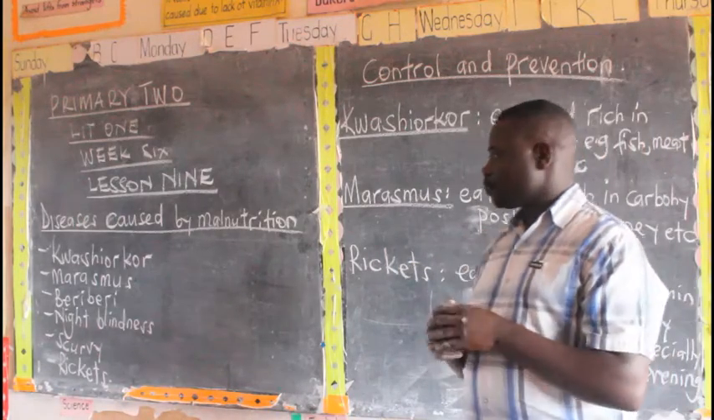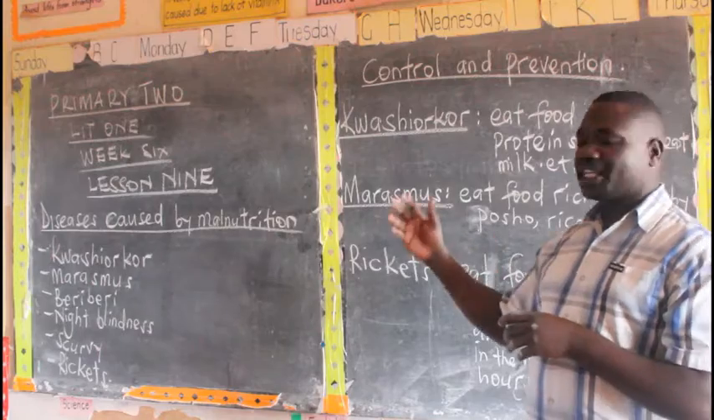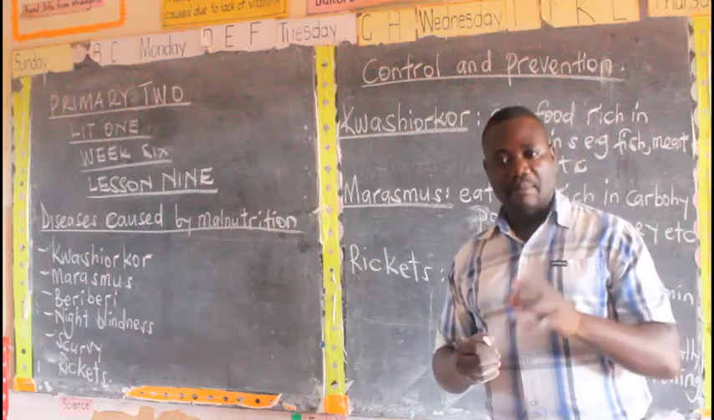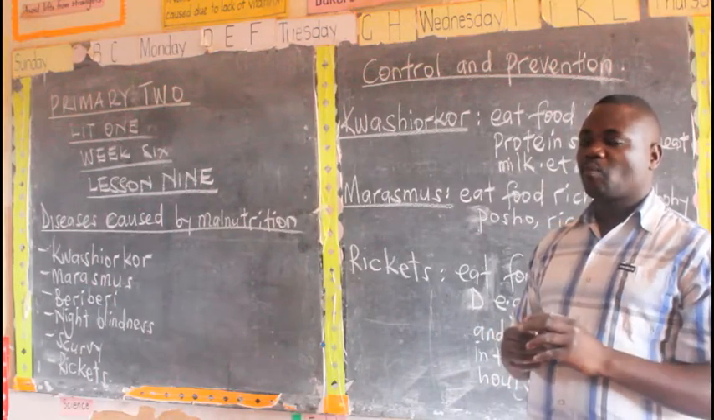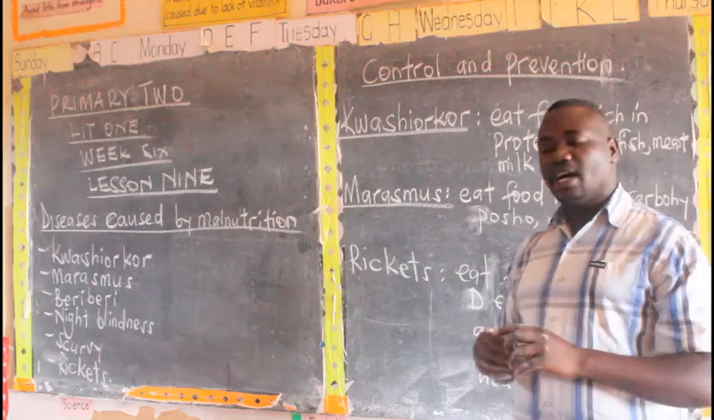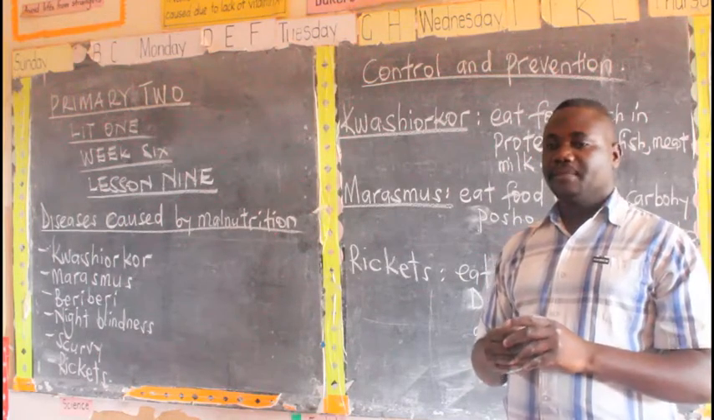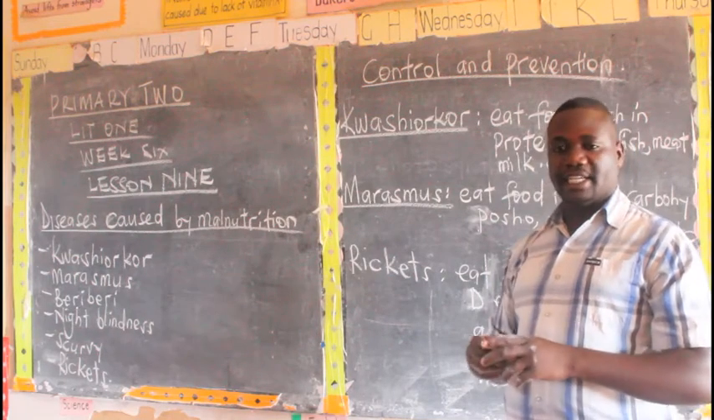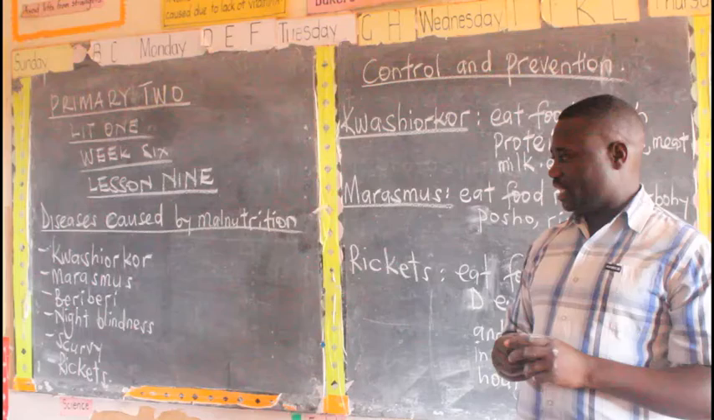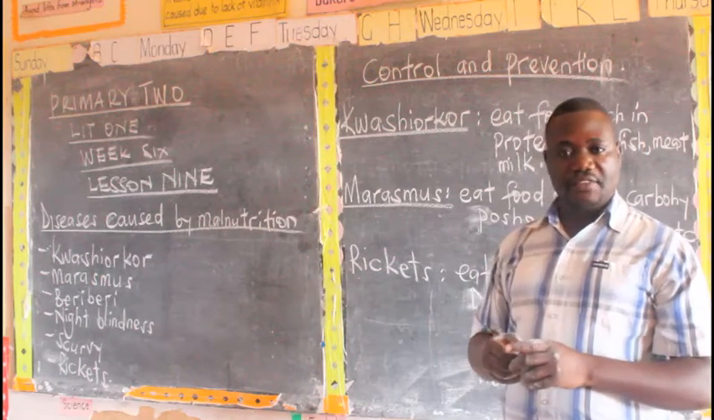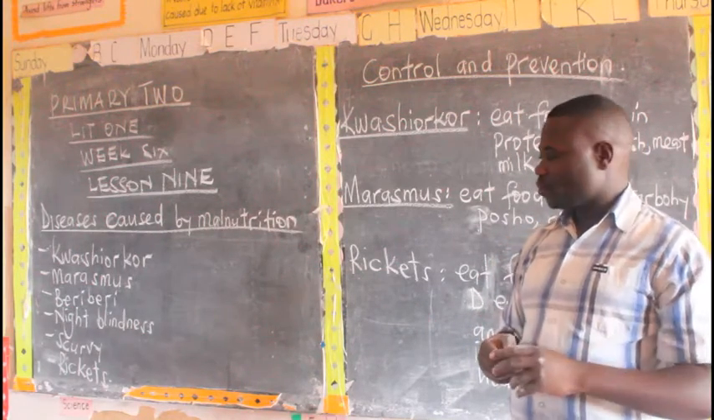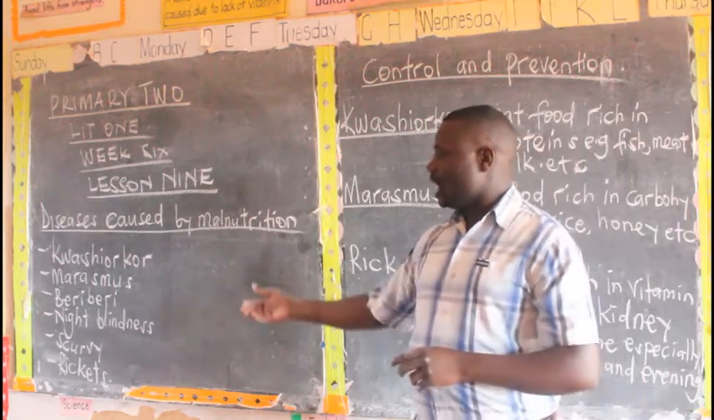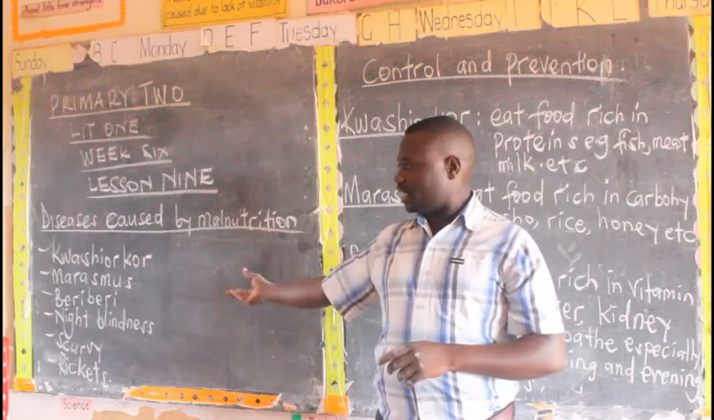Be attentive, please. So we have disease number 1, kwashiorkor. You'll be repeating after me, kwashiorkor. Then we have marasmus. Repeat after me, marasmus. Very good. Then we have beriberi. And then we also have night blindness. Then we have scurvy. All of you, scurvy. Then we have rickets. All of you, rickets. And you can learn how to spell these diseases.